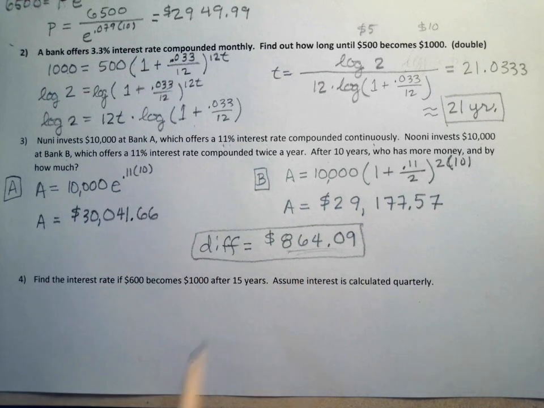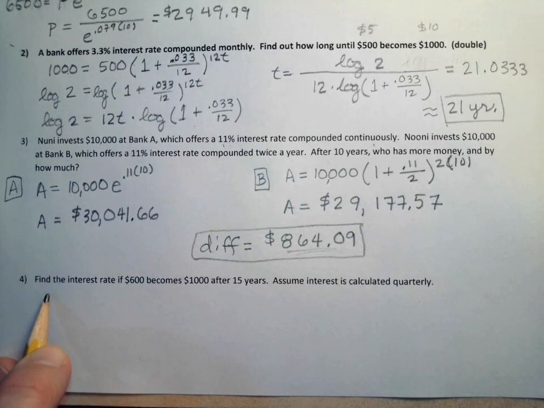All right, number 4, find the interest rate if $600 becomes $1,000 after 15 years. Assume the interest is calculated quarterly, so compounded quarterly. So pause the video and then work on that one.